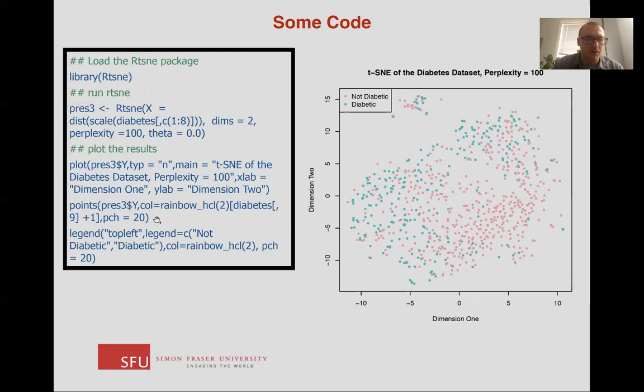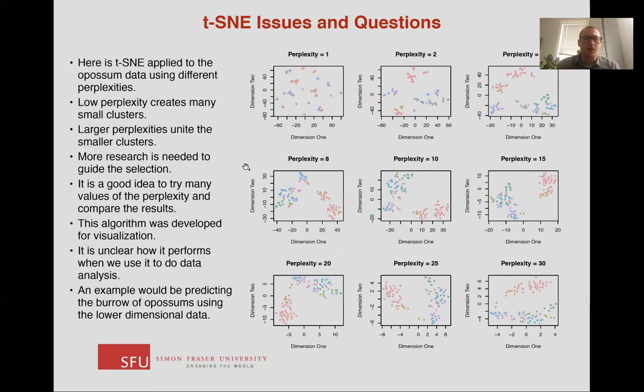And now I've plotted the results down here. So I've extracted my lower dimensional representation, labeled the various parts of my graph, and included my legend. Okay, I also ran this on the opossum data. And what I did is I varied the perplexity in the different plots because I wanted to give you a feel for what this is doing.